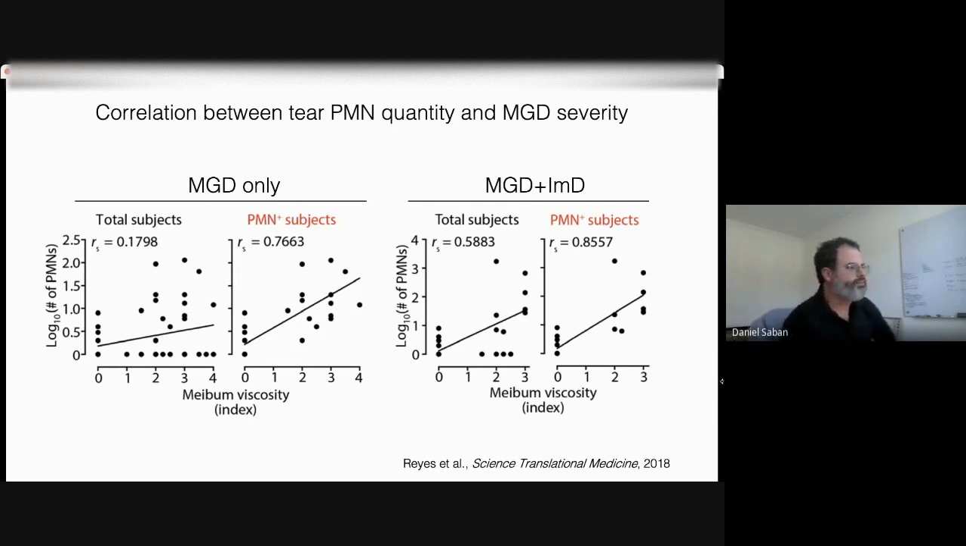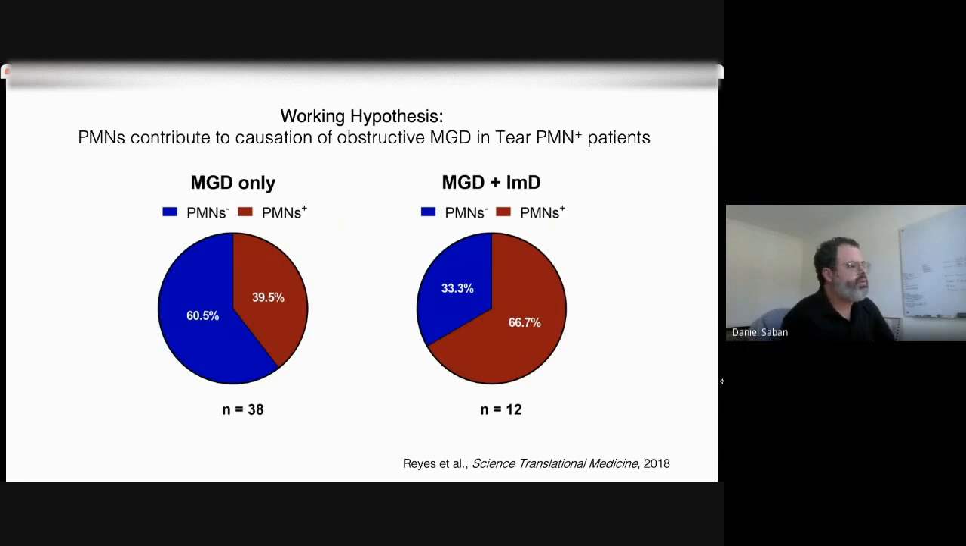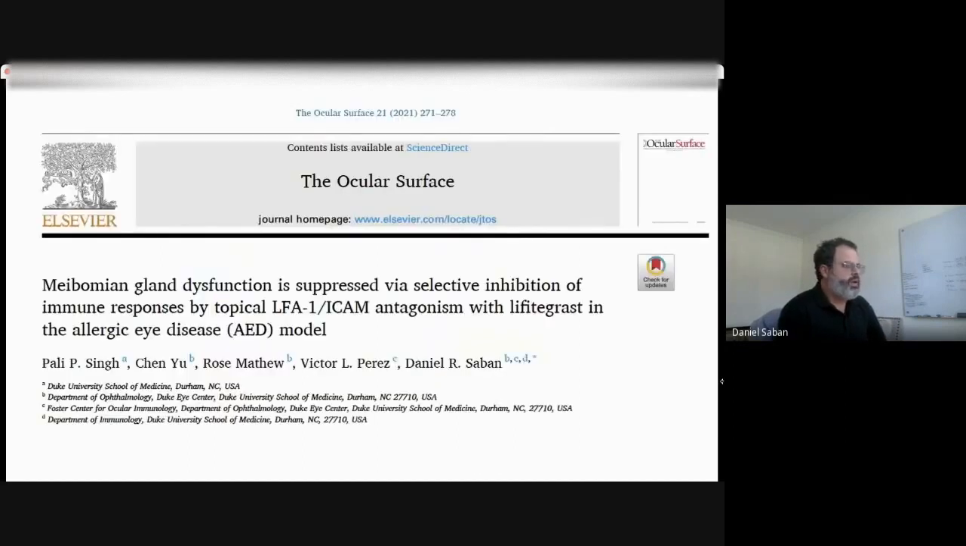Next slide, please. And what's interesting is both in the MGD only, you have 39.5, approximately 40% of these patients that were neutrophil positive. And in the MGD IMD subset, you had 66.7. So maybe you can argue that both of these different patient subsets are similar in pathophysiology, that it's neutrophil mediated and might be recapitulated in our data. Next slide. I'm just going to zip through everything because I know we're running out of time.